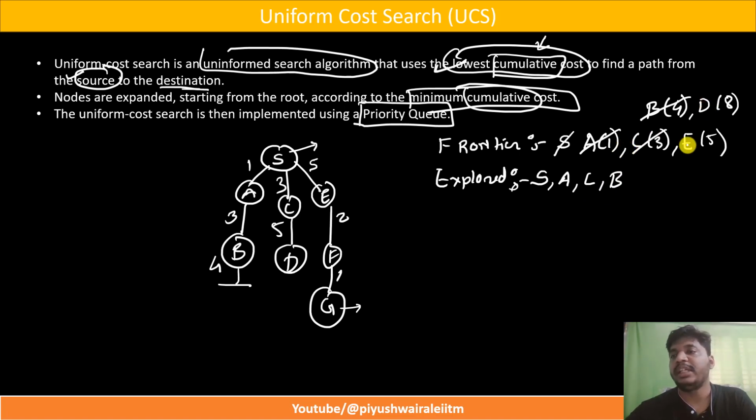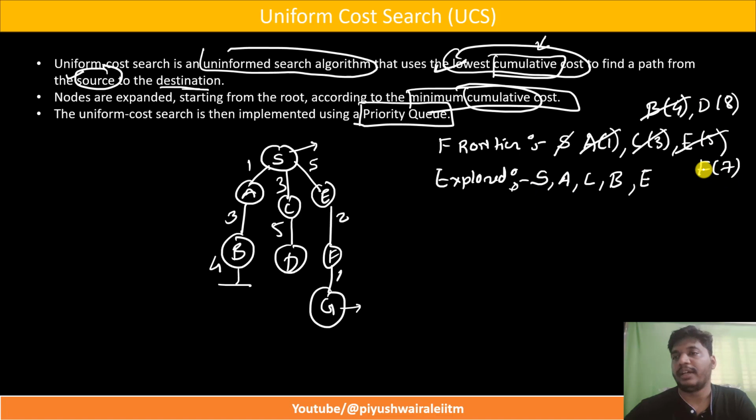Now in the frontier, D and E is remaining. So which one is having the minimum cost? E, right? So I'm going to E here in this case. Now from E, I can go to F, but at what cost? From S, 5 plus 2, that is 7. So I can remove E, I can add F at the cost of 7, right?